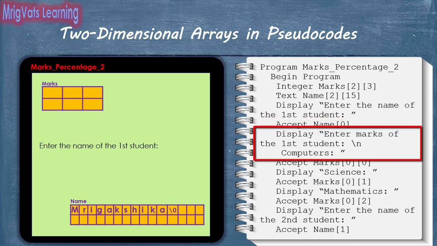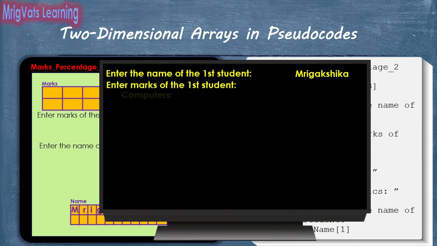When the next display statement is run, the program writes the enter marks for the first student, \n computers, text in the memory allocated for the program. The display statement takes the text as an input and displays it on the virtual display board. Notice that as soon as the display statement finds the \n character, the text string following the new line character is displayed on the new line.